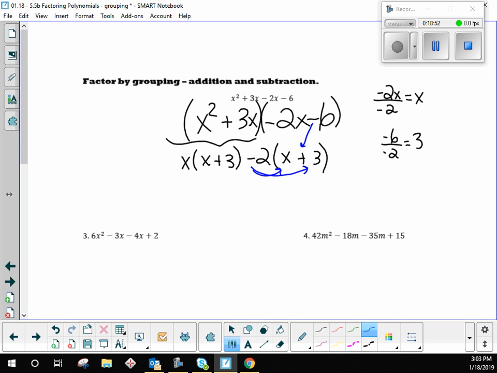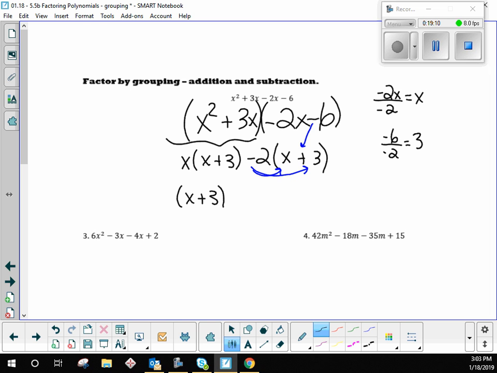Your other clue is if you did it wrong, you're not going to have this x plus 3 matching in both groups. So if you get something different, that's your first clue. You have to check your signs. Okay? And so then from here, it's easy. It's the same as we've been doing. What do they have in common?